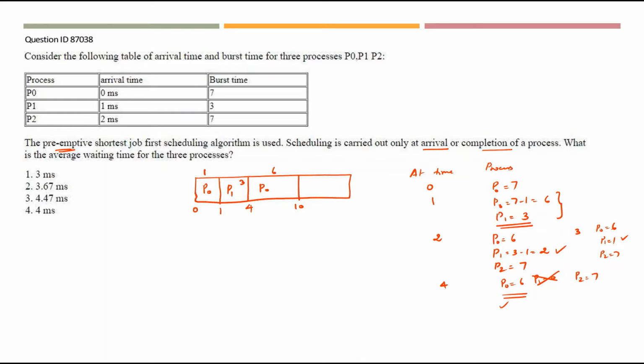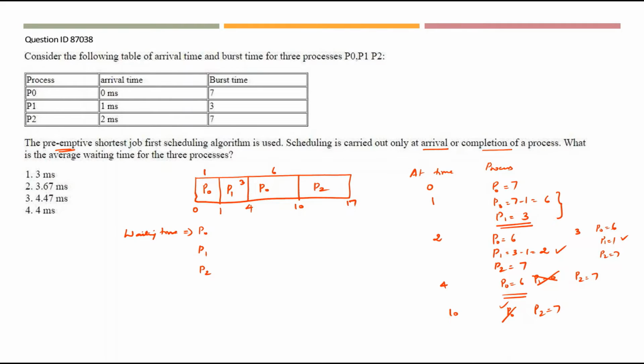After P0 is over at 10, we will have only P2 process with 7 burst time. So P2 will execute from 10 to 17. So around 17 all the 3 processes will be completed. Let's calculate the waiting time for the processes first, then we'll take the average.